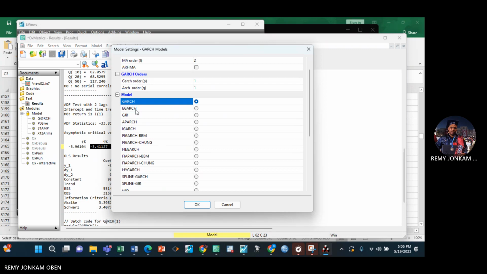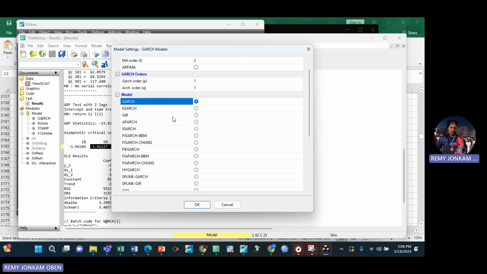Secondly, for instance, we have FIGARCH. FIGARCH is accounting for long memory. Now, if you combine this FIGARCH and this EGARCH, it will give you FIEGARCH. So FIEGARCH is accounting for both leverage effects and long memory, right? EGARCH is accounting for leverage effects. FIGARCH is accounting for long memory. You see, FIEGARCH is like saying FIGARCH plus EGARCH. So FIEGARCH is accounting for both leverage effects and long memory.